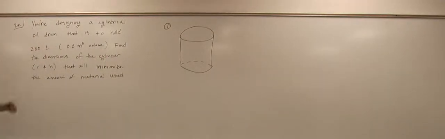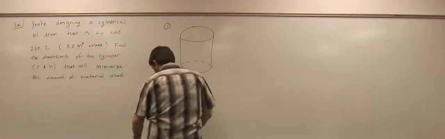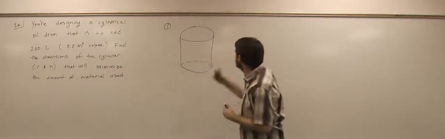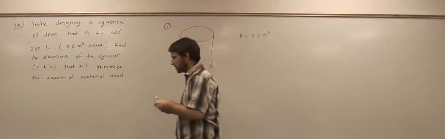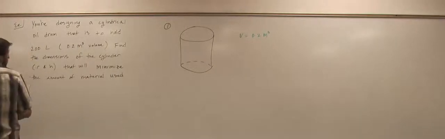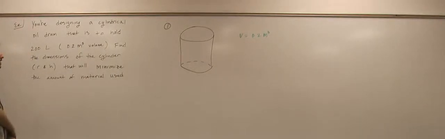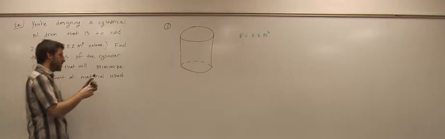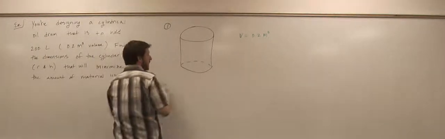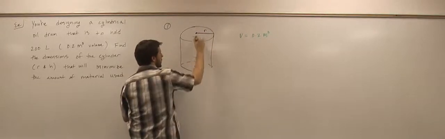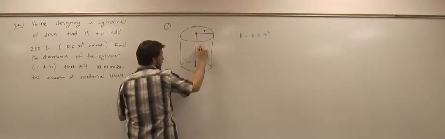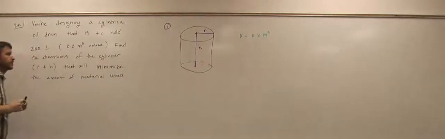And it's supposed to hold 200 liters, so eventually we're going to need to use the fact that the volume of this is 0.2 meters cubed. Find the dimensions of the cylinder R and H. So my dimensions are going to be radius, R, and then height. That will minimize the amount of material used.